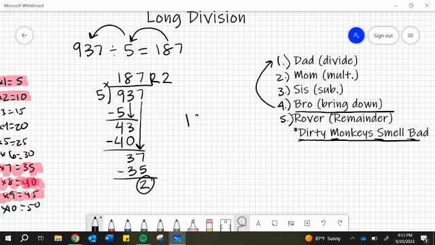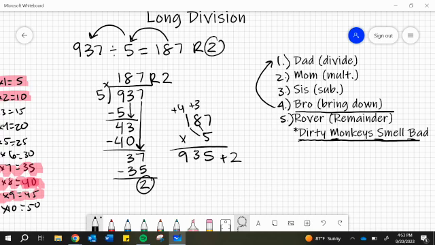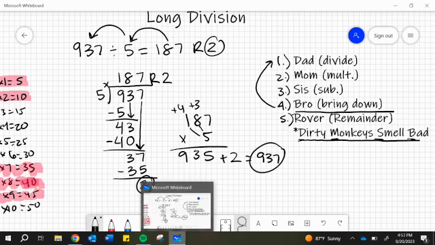So let's check our work. And don't forget, it was 187 remainder 2. I'm going to show you what we do with the remainder. 187 times 5. 7 times 5 is 35. Carry the 3. 8 times 5 is 40. Plus the 3 is 43. Okay, 5 times 1 is 5. Plus the 4 is 935. Well, that's not 937. But you add the remainder. 935 plus 2 gives me 937, which is my dividend.